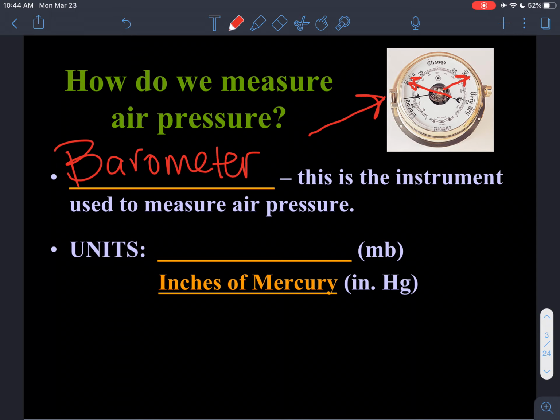The units that we use to measure air pressure are millibars, which in short is MB. And we also use inches of mercury, and the abbreviation for that is inches of Hg, or mercury.